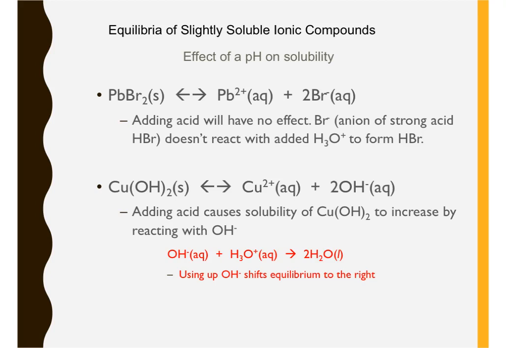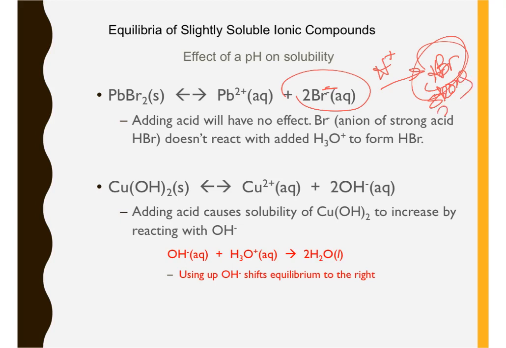Acids will affect only certain solubilities. Let's look at one that it doesn't affect, bromide ion. It's got a negative charge. I told you anything with a negative charge could possibly act as a base. But what happens when we take the bromide ion and react it with hydrogen ion in an acid-base reaction? You get HBr, right?